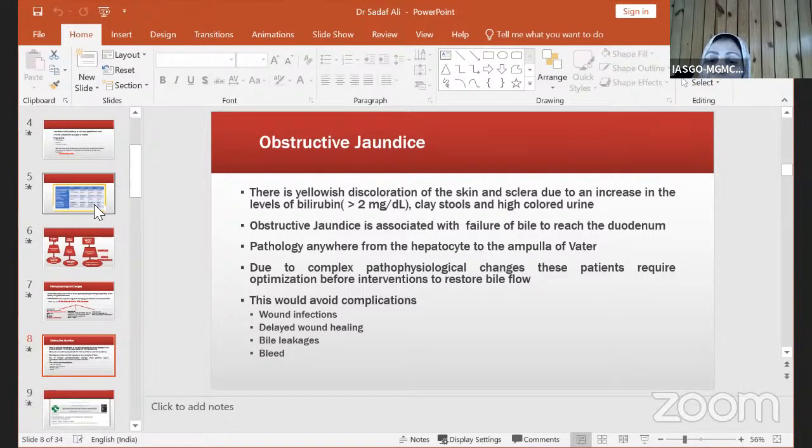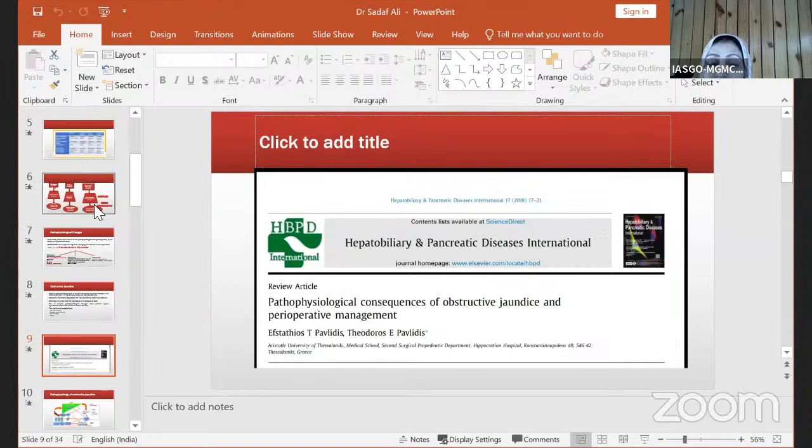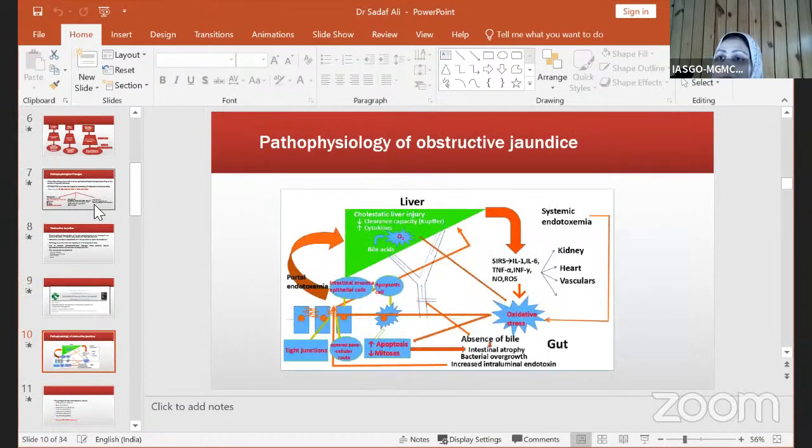There is failure of bile to reach the duodenum, and the pathology could be anywhere from the hepatocyte right up to the ampulla of Vater. There are complex pathophysiological changes which, if one jumped into surgical procedures, would lead to wound infection, delayed wound healing, bile leakages, and bleeding. This is a very good article for going into details of the pathophysiological consequences of obstructive jaundice and its perioperative management in HPB International.